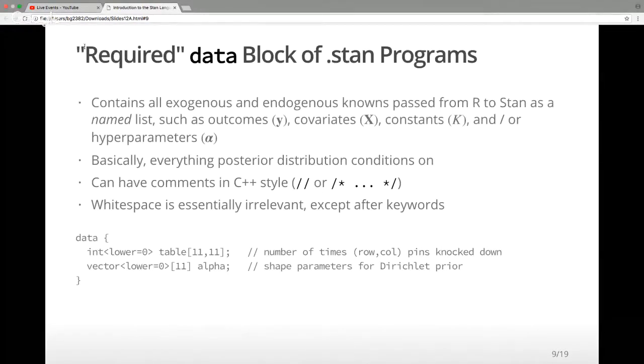I also don't understand the syntax of the table, the line for table, because to me it seems like the line below is a vector of size 11, and there are 11 elements. But yes.